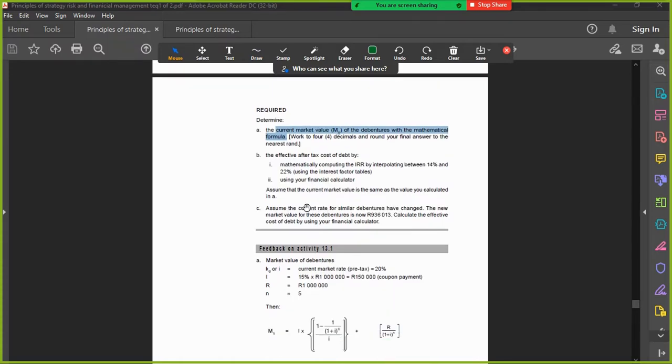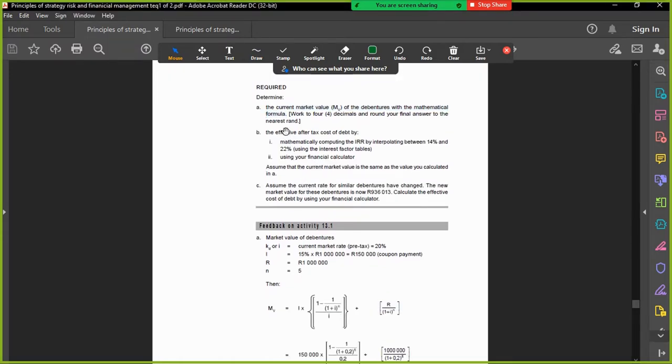Let's just have a look at the after tax. Here they said effective after tax cost of debt. Here they want you to use IRR. IRR is internal rate of return. This is looking at cash flows, the CF. What do they want you to use? They want to use 14 and 20, it looks like. Calculating using tables though, so they want you to use the tables. And then the second one is use the calculator.